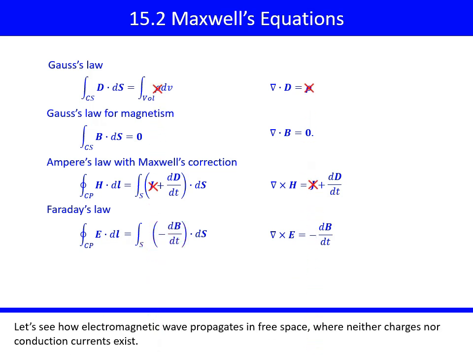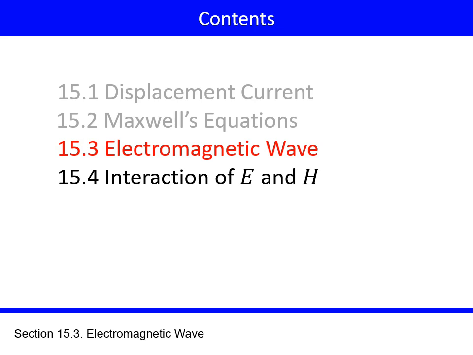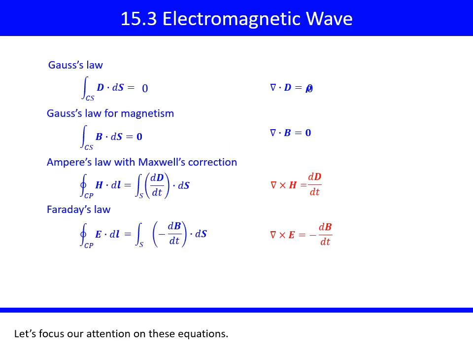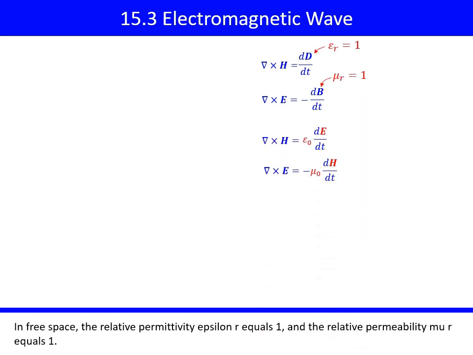Let's see how electromagnetic wave propagates in free space, where neither charges nor conduction currents exist. This is the set of Maxwell's equations for free space. Section 15.3. Electromagnetic wave. Let's focus our attention on these equations. In free space, the relative permittivity epsilon r equals 1, and the relative permeability mu r equals 1.